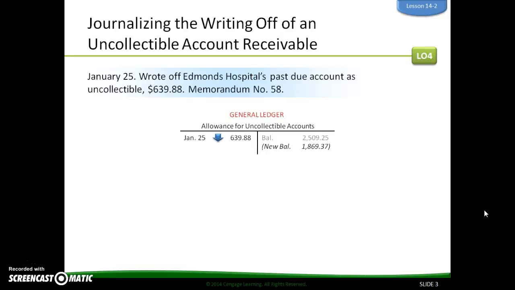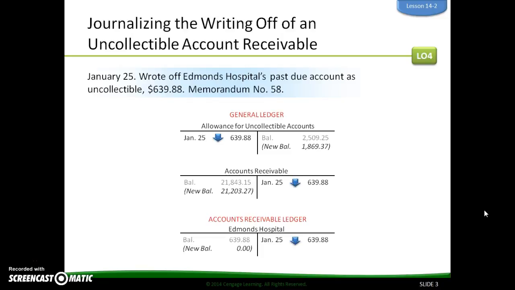So the allowance for uncollectible accounts, we're going to be looking at accounts receivable, and we're going to be looking at the Edmonds Hospital in the accounts receivable ledger. So we can see that the debit is a reduction here in the allowance for uncollectible accounts, and then we're going to credit accounts receivable so that the accounts receivable balance goes down. And then in our accounts receivable ledger, we're going to go ahead and post a credit to the Edmonds Hospital account so that we zero out their account and we show that their account is zero.